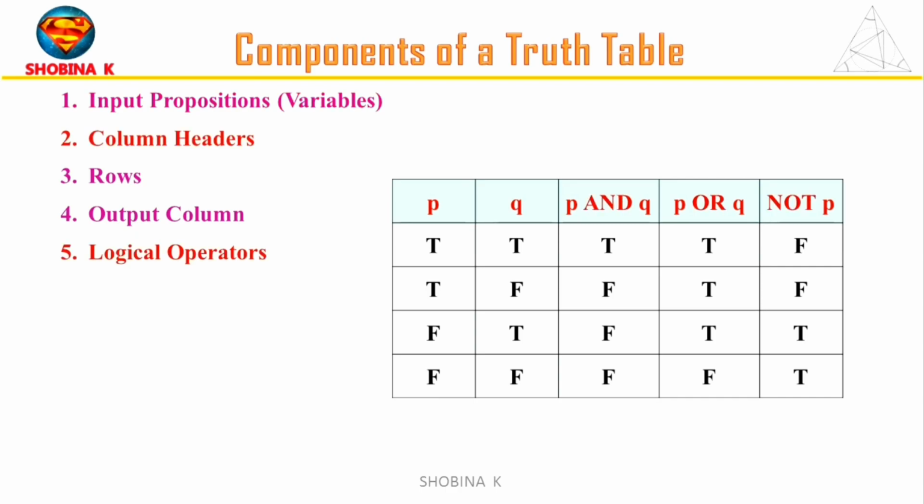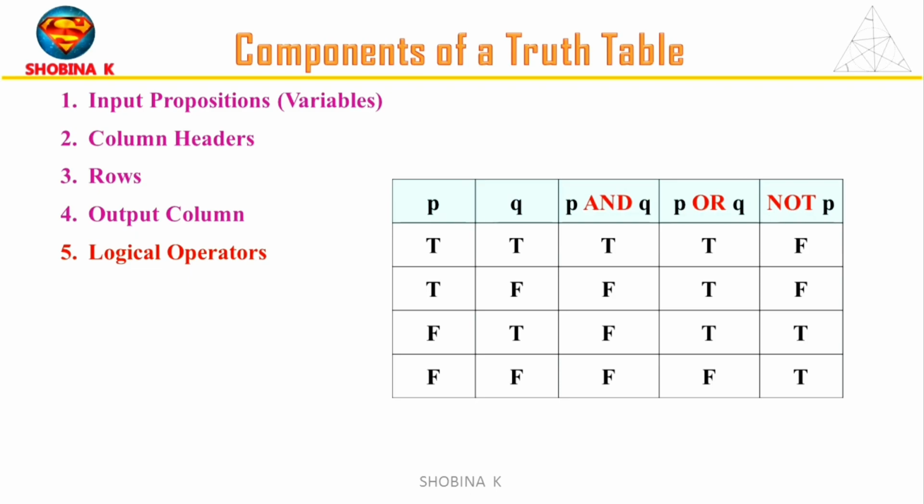The top row of the truth table contains the column headers. These column headers correspond to input propositions, logical operators, or intermediate expressions in your logical statement. Each row in the truth table represents a specific combination of truth values for the input propositions. The output column displays the result of truth values or the outcomes of the logical expression for each row. If your logical expression involves logical operators such as and, or, not, implication, or biconditional, you may have additional columns in the truth table to show the intermediate results of these operations.